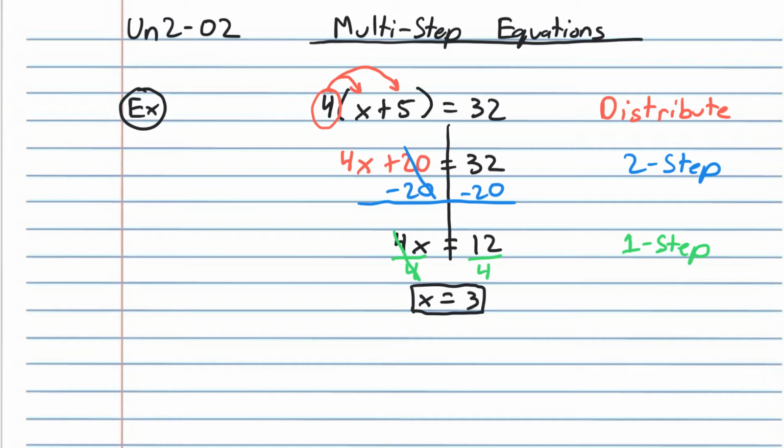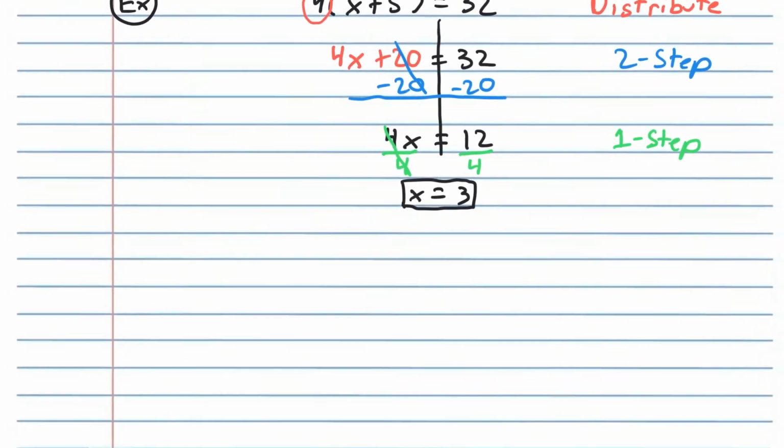Okay, let's try one more together. It's going to be a little bit more complicated. Remember, that's the pattern with these questions: the steps are kind of the same, but there are just more parts to it. So if I give you this, 6 plus 5 parentheses m plus 1 equals 26.